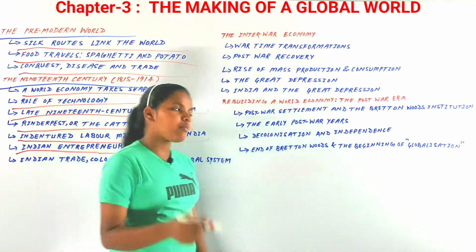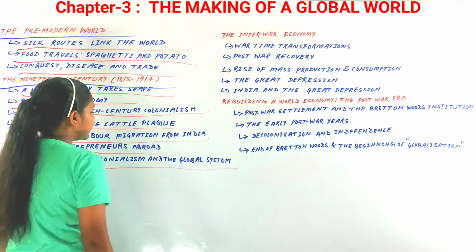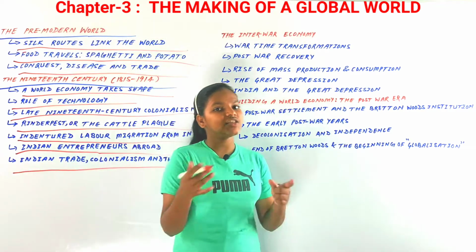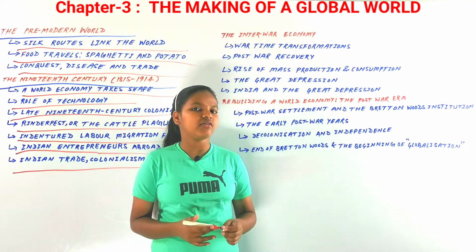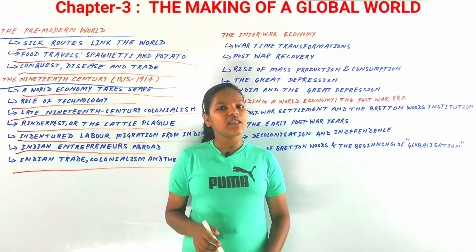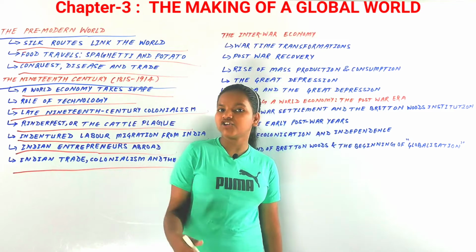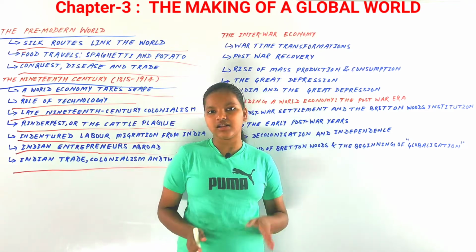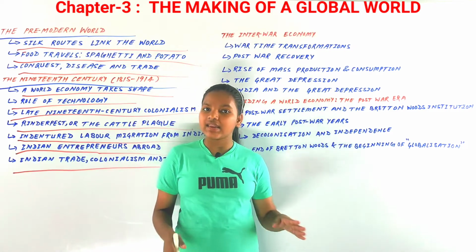Now our next subtopic is Indian trade, colonialism and the global system. What were their connections? Let us discuss it first. As all of you know, there was a very good trade of Indian manufactured cotton, the cotton textile, in our country. It was very good. It was exported to Britain as well.